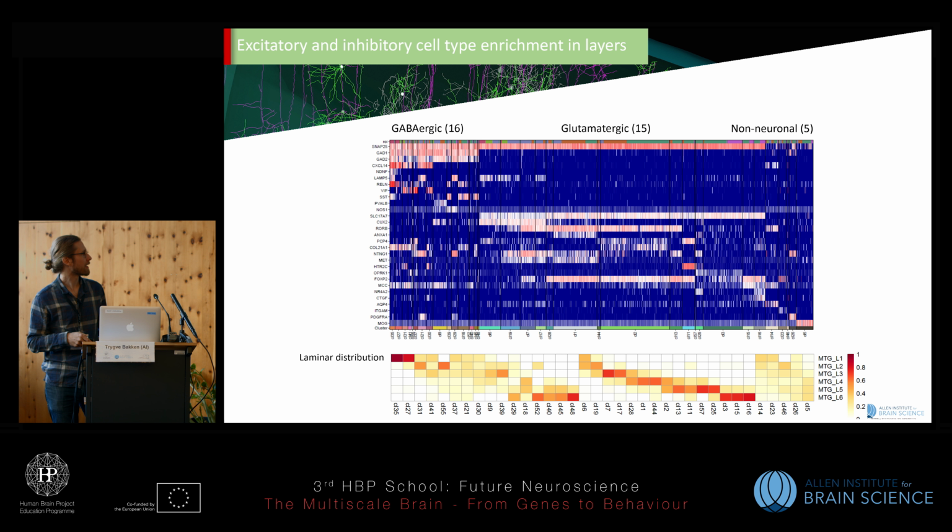So this is, again, just a heat map view of what you saw with the violin plots showing the expression of different key marker genes. I've ordered them not by their marker gene expression, which is why this is a bit jumbled. I've ordered them based on their laminar enrichment.